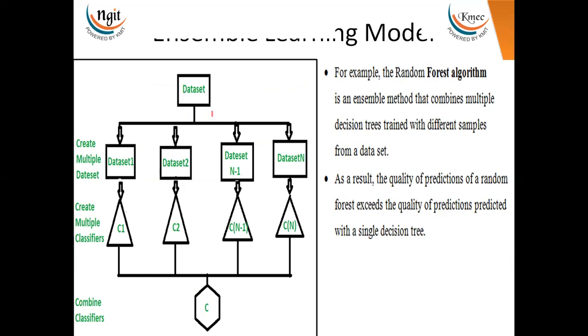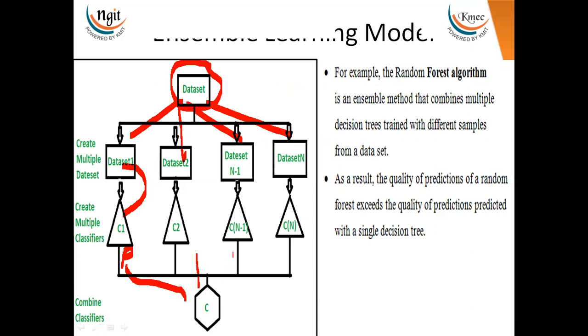Now, as we can see in the model of ensemble learning, you have this original data set here. That data set will be split into subsets. Each subset will act as an input to your classifier. Each classifier is going to produce some prediction. All of these predictions will be combined together in order to get the final result.